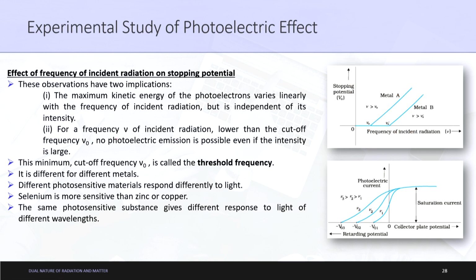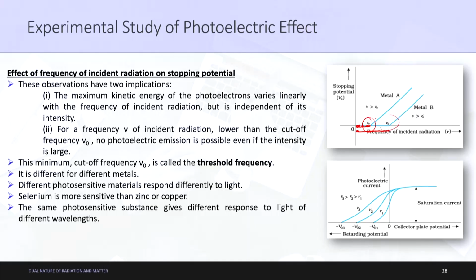Second is that for a frequency nu of incident radiation lower than the cutoff frequency, let us say this for this metal and this for this metal, no photoelectric emission is possible even if the intensity is large. Even if you increase the intensity very much, or keep the source very near, there is no change as long as the threshold frequency is not matched. This minimum cutoff frequency nu naught is called the threshold frequency.